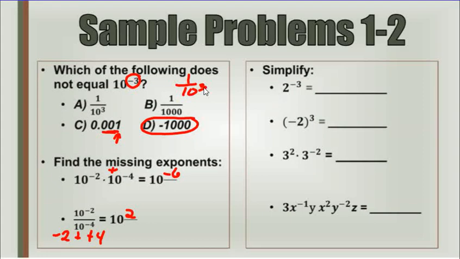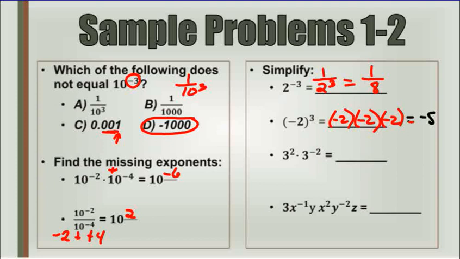Let's simplify these other problems. 2 to the negative third. Since it's got a negative exponent, I need to make it positive by writing the reciprocal of the base. So it would be 1 over 2 to the third, which is 1 over 8. Then I have negative 2 raised to the third power. That means I'm writing negative 2 times negative 2 times negative 2. Negative 2 times negative 2 is positive 4. Positive 4 times a negative 2 is a negative 8. Now you notice that my exponent is positive, so I don't need to do the reciprocal.